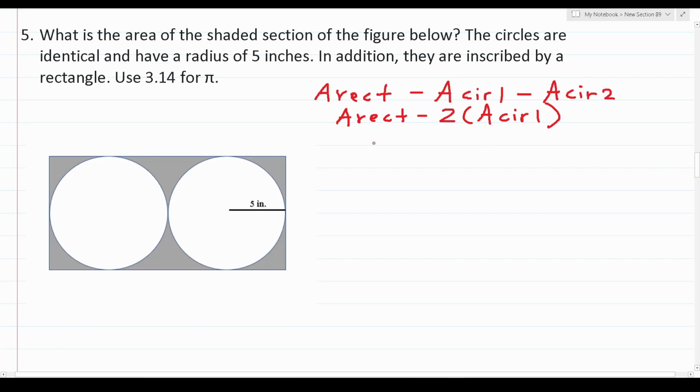All right, well, how do we find the area of rectangles? Again, that's length times width. How do we find the area of circles? Again, that's pi r squared.